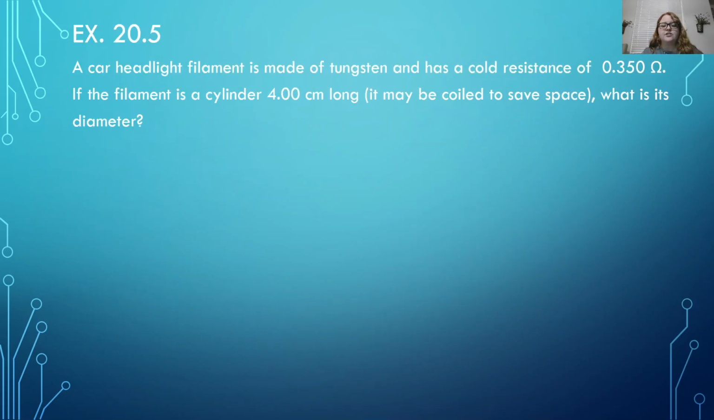All right, so let's look at a quick example here. So this is example 20.5. A car headlight filament is made of tungsten and has a cold resistance of 0.35 ohms. If the filament is a cylinder of 4 centimeters long, what is its diameter? Okay, so let's go back here. Cold resistance, so we know R is 0.350 ohms. Our diameter is what we want to know.